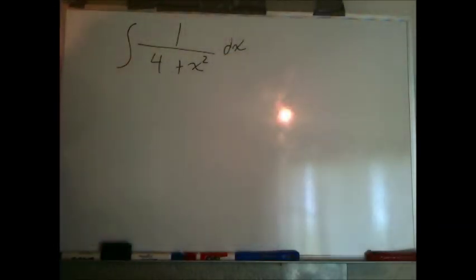Alrighty, here we have this integral that we're given, 1 over 4 plus x squared dx, and you need to integrate this. The trick here is recognizing that regular substitution is not going to be very useful. There's nothing that one would obviously choose as a substitute to replace.